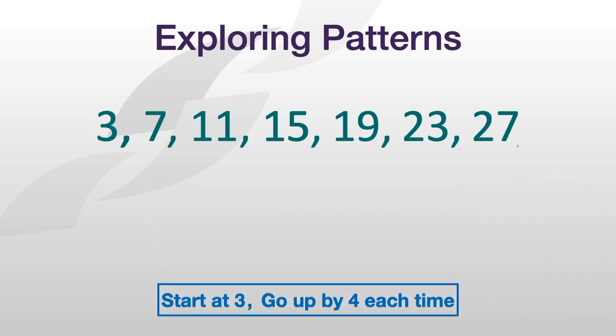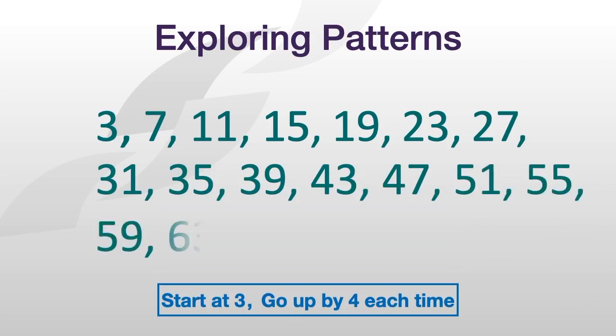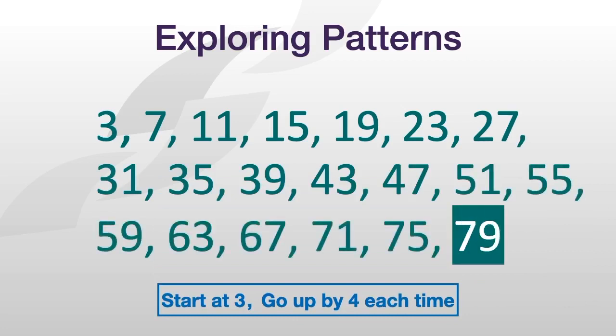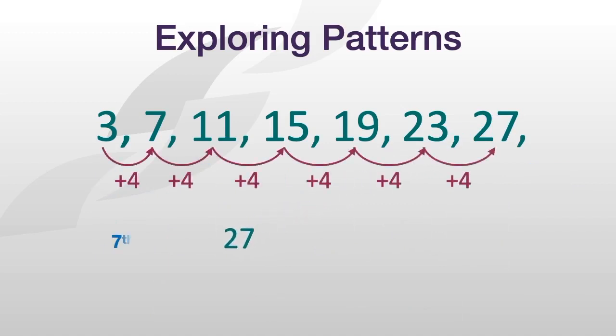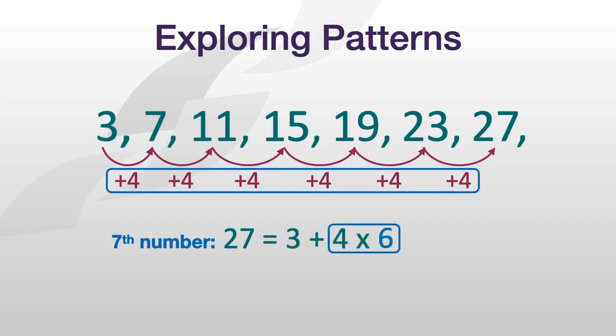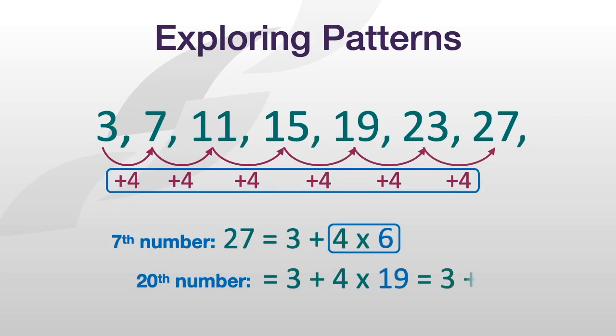One approach we could take is just to keep extending the pattern one number at a time. But this is a lot of work. So in grade 6, students learn to describe a pattern rule that makes finding any term much simpler to do. To see how we can come up with a more powerful pattern rule, let's start by noticing that the 7th number is 27. This resulted by starting at 3 and then adding 6 groups of 4. So to figure out the 20th number, we start at 3 and then we would need to add 4 19 times. Finishing this calculation leads to figuring out that the 20th number is 79.